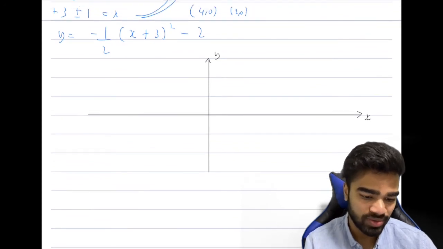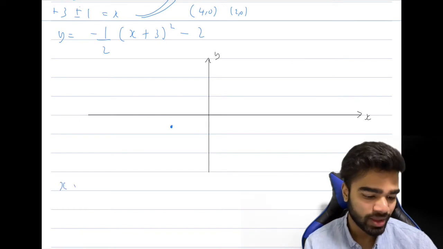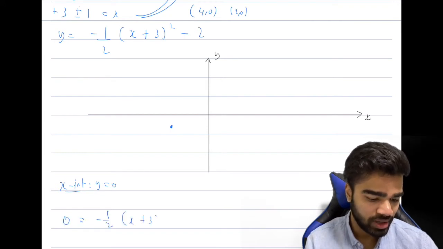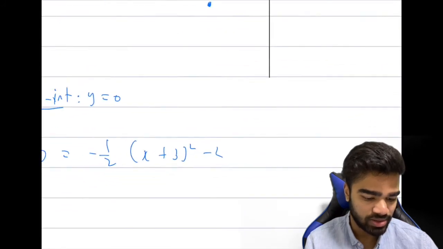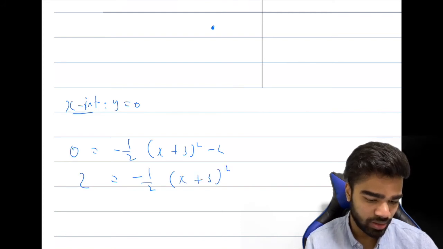Okay, so the turning point of this one is negative 3 and negative 2. So it'll be kind of over here. Okay, x-intercepts. Again, make the rule y is equal to 0. So you make 0 equal to negative 1 over 2, x plus 3 squared minus 2, like so. So start solving, take 2 to the other side. 2 is equal to negative half, x plus 3 whole thing squared.